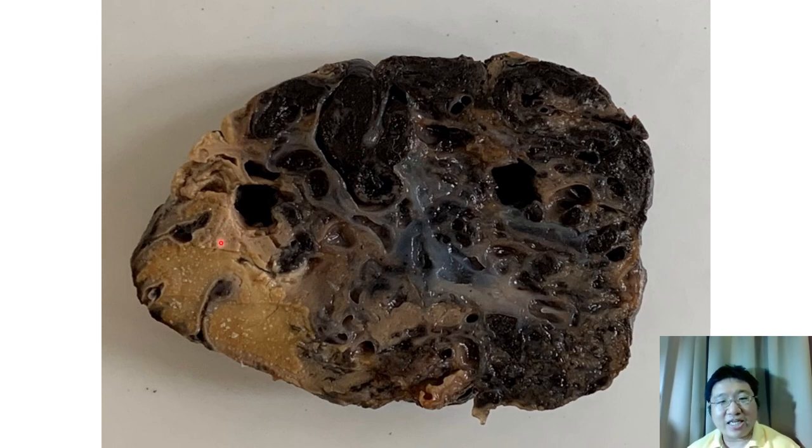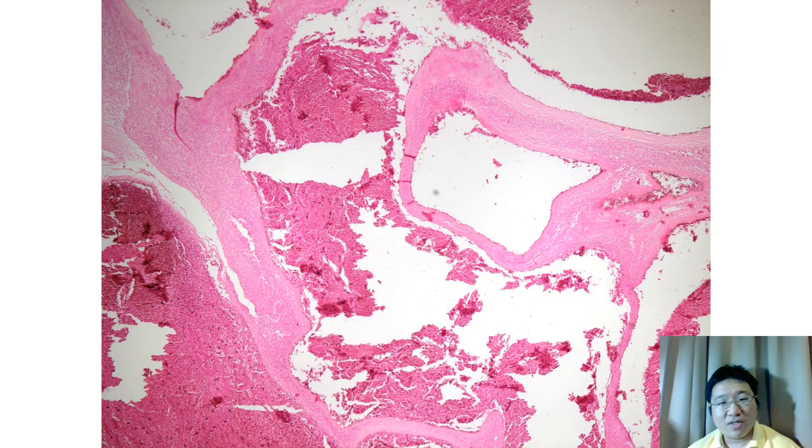We see dilated blood vessels, and the dilated blood vessels aggregate in this area to form a mass, and this one seems to be a hemorrhagic mass. The spaces are filled with blood, because these channels are vascular spaces. Microscopically, we see tortuous, abnormally dilated blood vessels, worm-like blood vessels aggregated here. So this is AVM, arteriovenous malformation.